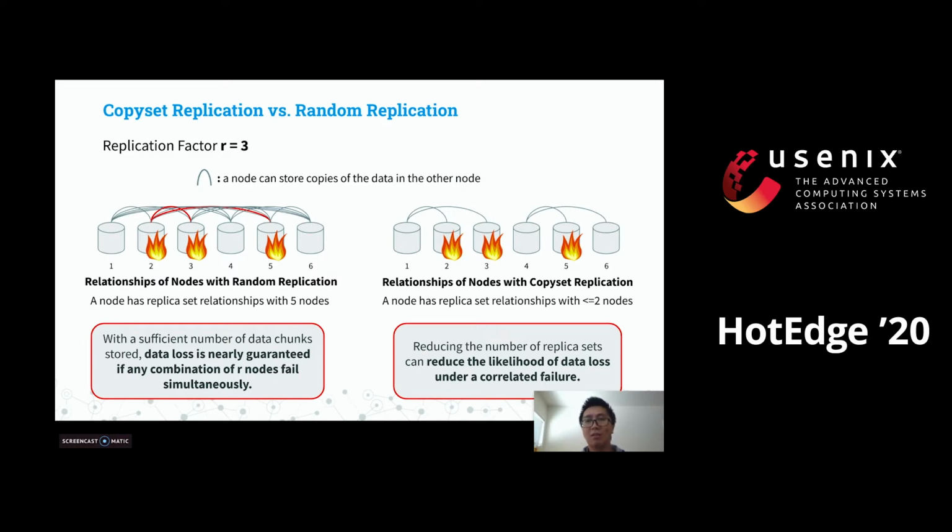When using copyset replication, we can reduce the number of replica sets generated for the cluster. For the example shown in the figure on the right, each node would have replica set relationships with at most 2 of the other nodes, and therefore we can reduce the likelihood of loss under a correlated failure with any combination of 3 nodes.